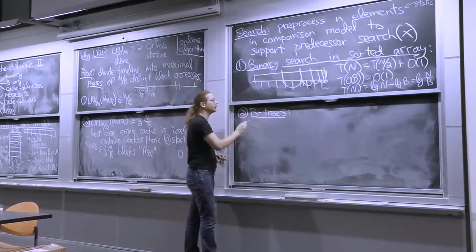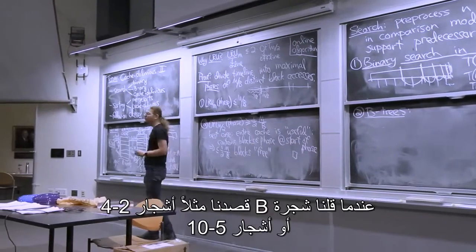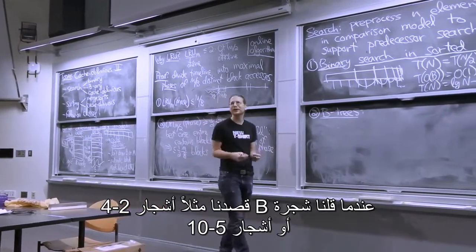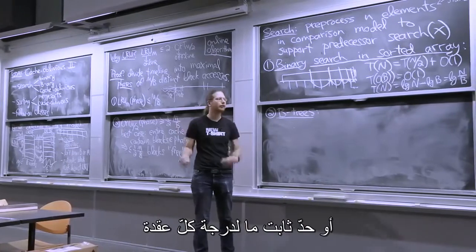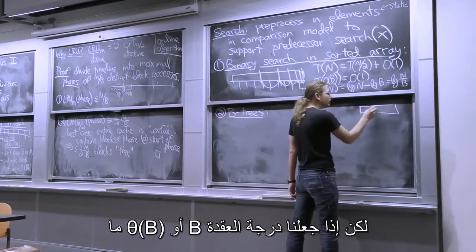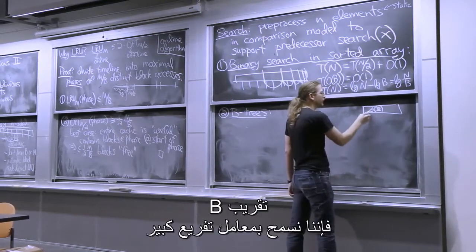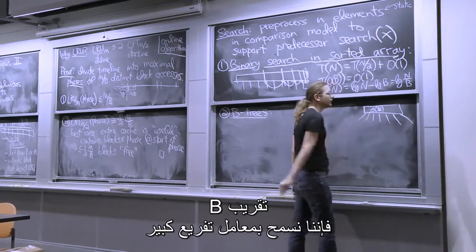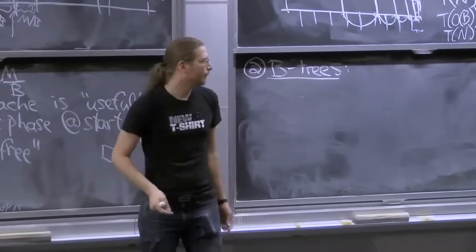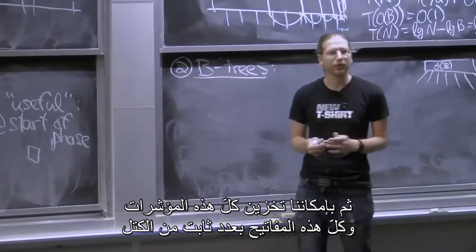So because we weren't thinking about this memory hierarchy business, when we said B tree, we meant like 2-4 trees or 5-10 trees or some constant bound on the degree of each node. But if you make the degree of the node B, or some theta B approximate, so you allow big branching factor, it's got to be somewhere, let's say, between B over 2 and B, then we can store all of these pointers and all of these keys in a constant number of blocks.